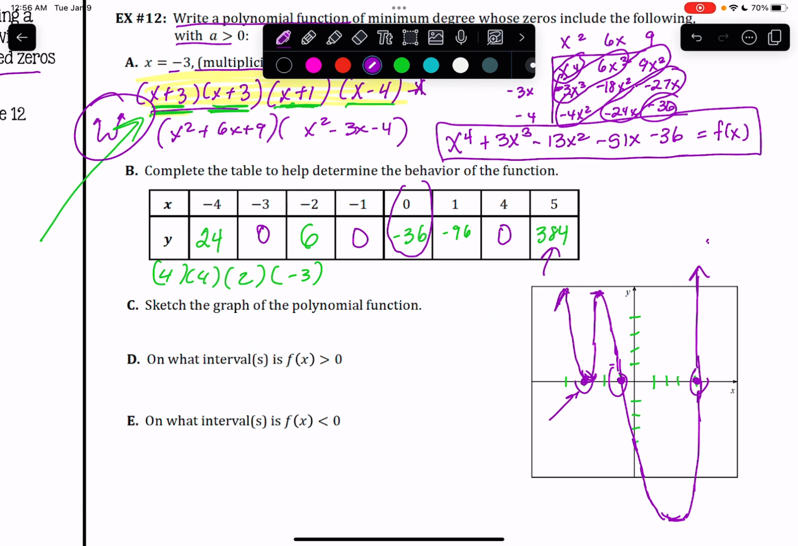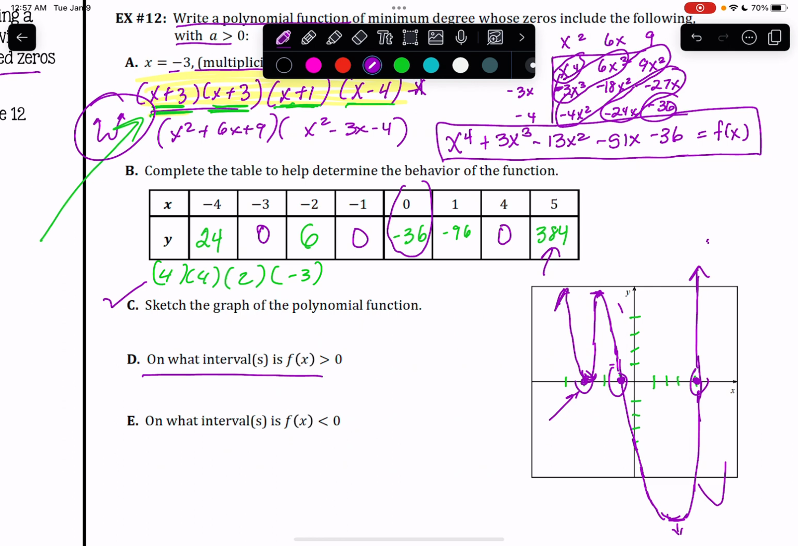We already have the zeros. This is the one that's going to be way down there. But we care most about the shape and that we're understanding it, because the questions they're going to ask us aren't going to matter about these maximums and minimums right now. So we've done C, we've sketched.